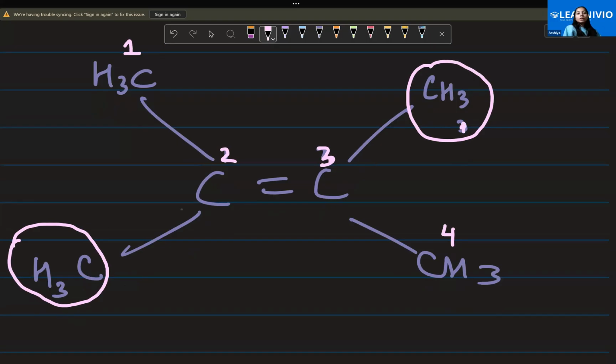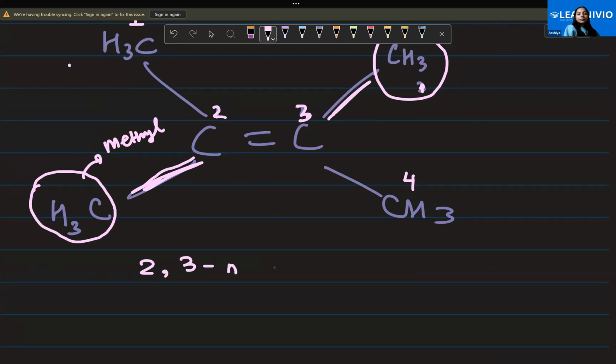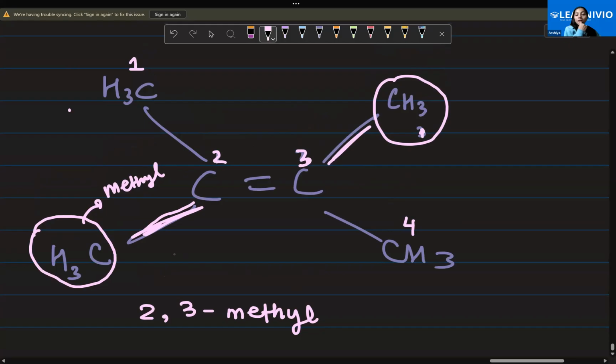Now the substituted carbons are what? 1 carbon and 3 H, CH3, is methyl. I can see that there are 2 methyls at 2 positions. One methyl is attached to the second carbon, right? And the other methyl is attached to the third carbon. So I will write it like 2 comma 3 dash methyl. This is how I've named the substituted carbons.